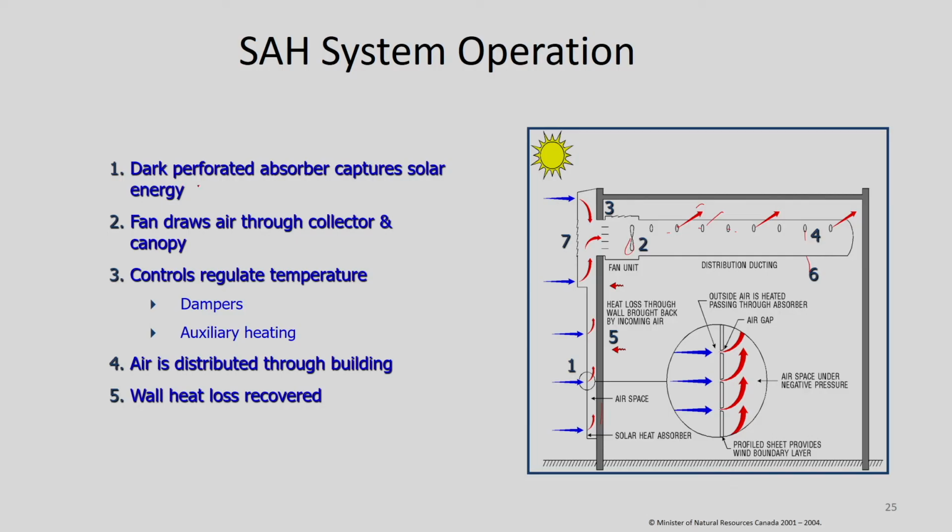So, as we have said, a dark perforated absorber captures solar energy, and this fan draws air through the collector, and controls regulate temperature, dampers and auxiliary heating, and air is distributed through the buildings, and wall heat loss is recovered. So, normally what happens, this wall heat recovery can be done by using this methodology.